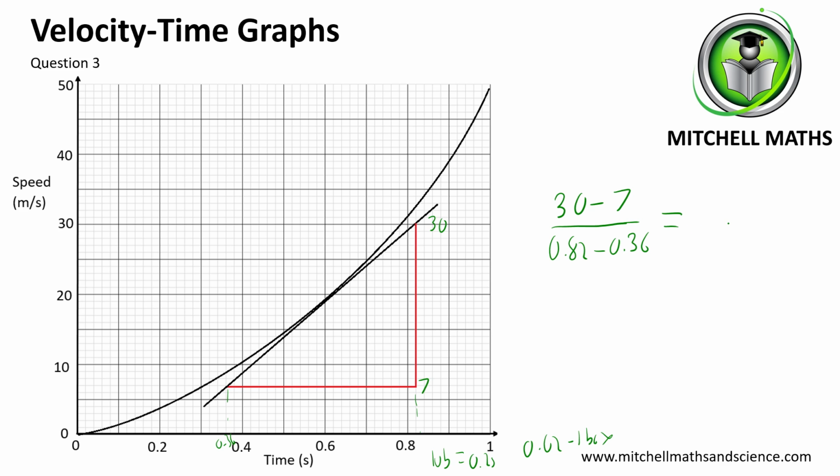And if you work that out, it's 50 metres per second squared, because as we said, the units are metres per second squared for acceleration. Now you don't have to get exactly this value. When you're drawing tangents, there's always going to be some slight sources of error, so you might get something slightly different, but you should be close to around this value.